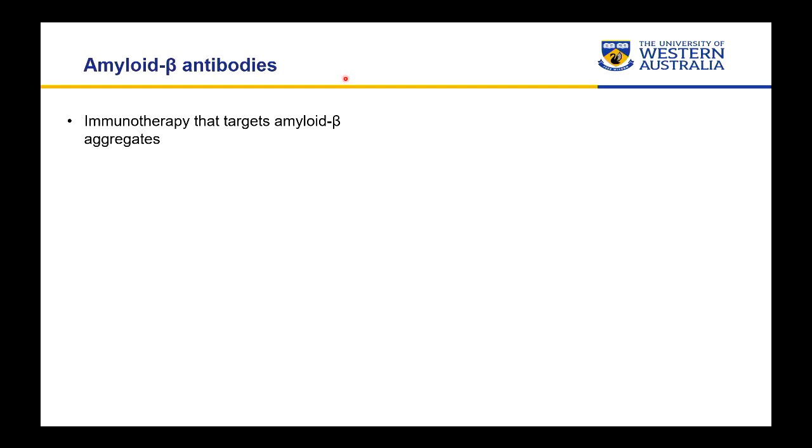But this doesn't really address the issue that you do have accumulation of beta amyloid plaques and neurofibrillary tangles. Some of these drugs have promise in slowing that progression, but is there any way that we can target those specific beta amyloid plaques and neurofibrillary tangles that might have a therapeutic effect? And this is what this alternative treatment is here.